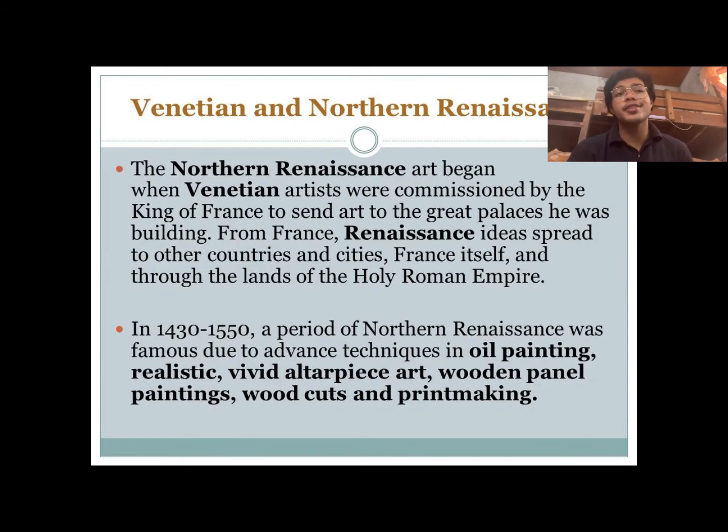The Northern Renaissance art began when Venetian artists were commissioned by the King of France to send their art to the great palace he was building. From France, Renaissance ideas spread through other countries and cities, and through the lands of the Holy Roman Empire. In the years 1430s to 1550s, the period of Northern Renaissance was famous due to the advanced techniques in oil painting, realistic, vivid altarpiece art, wooden panel paintings, woodcuts, and printmaking.